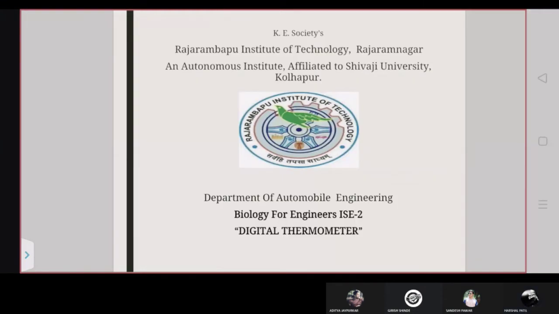Our presentation is about the biology for engineer subject. The presentation is about the digital thermometer. First, we will see the group members.